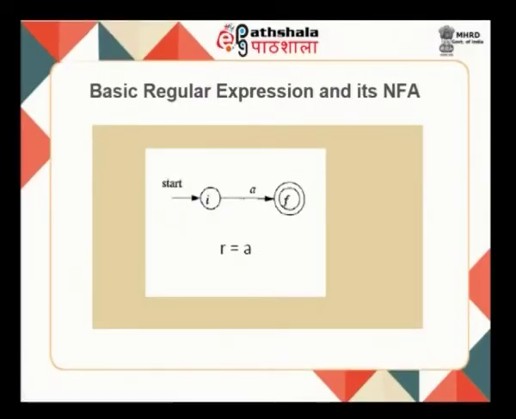Now, there will exist a corresponding automaton, which we call an NFA with epsilon transition. We are going to define RE to ENFA. So, we have a corresponding epsilon NFA here, which we write as having a new start state, a final state, and an edge from the start state to the final state on this input symbol A. So, this is your base NFA.